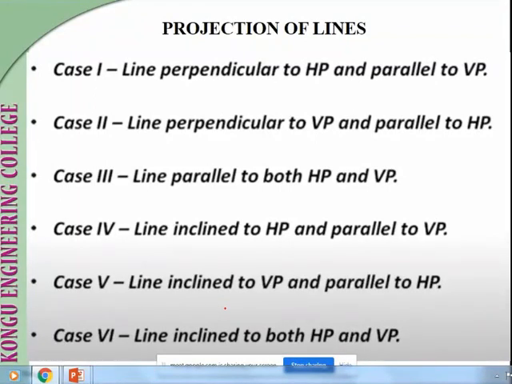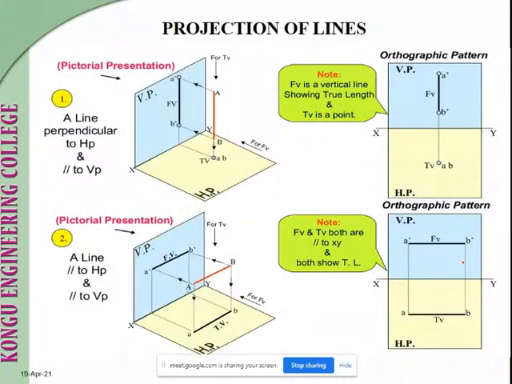You can solve any kind of problem. The 6th one is a line inclined to both HP and VP. For these 6 cases, I will explain a problem. So the first method, what is it? A line perpendicular to HP and parallel to VP.